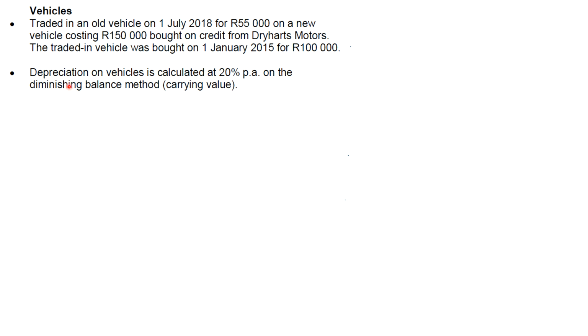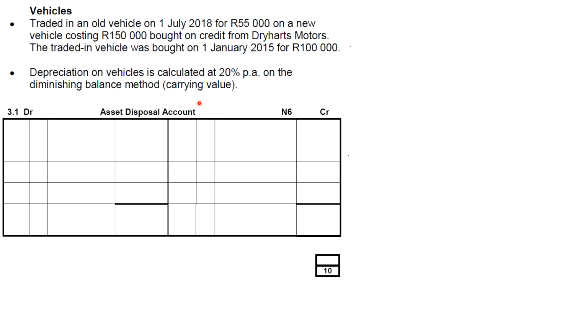Then our second point is depreciation on vehicle is calculated at 20% per annum on the diminishing balance method, carrying value. In the previous example, we used the cost method. By now, you're grade 11s, you should know the difference between the diminishing balance and the cost price method. So the first thing we want to do again is open our asset disposal account.